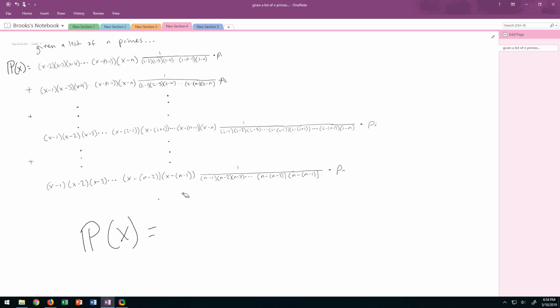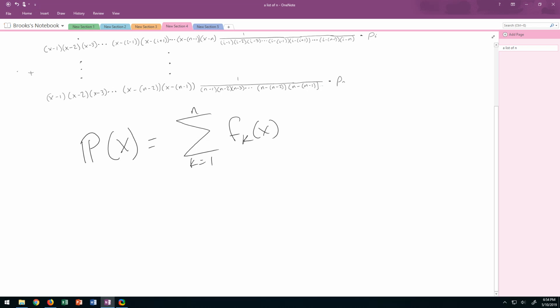Okay, there's n primes that you want me to make a polynomial for. So it's going to be a sum of these polynomials. Pretty easy. From i, nope, we already used i, let's use k. k equals 1 up to n of f sub k of x. Piece of cake. I already did it. But now I have to tell you what f sub k of x is.